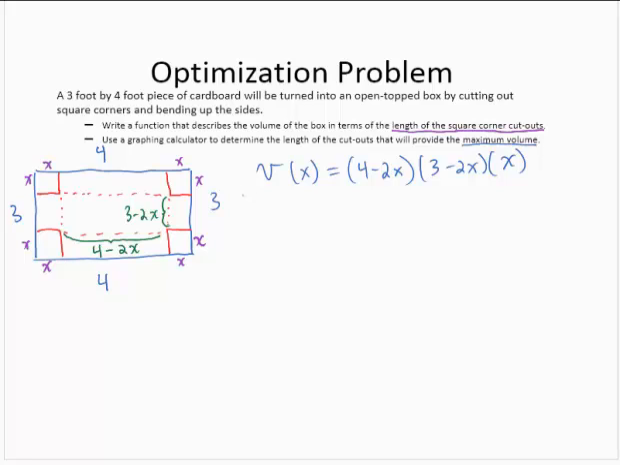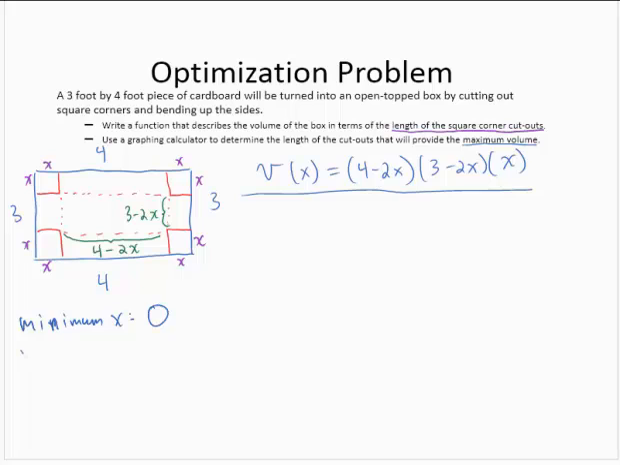Let's talk a little bit about the reasonable domain of this function. What is the minimum x value that can be used here? Well, recall that x is the length of the square corners that we're cutting out. So the minimum amount you could cut out is 0. So the minimum x is 0.